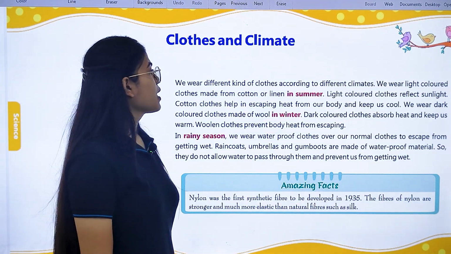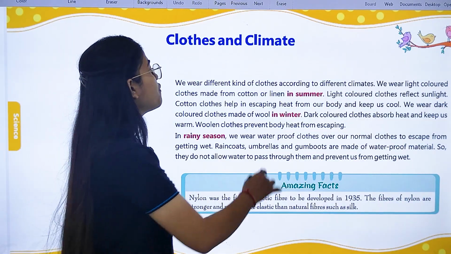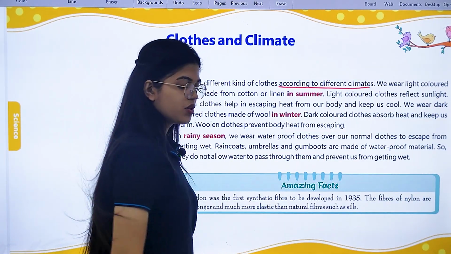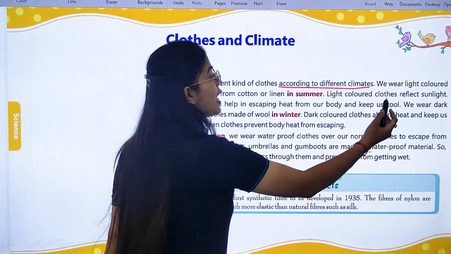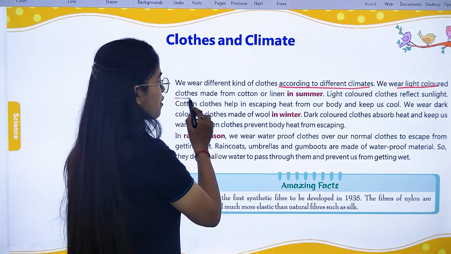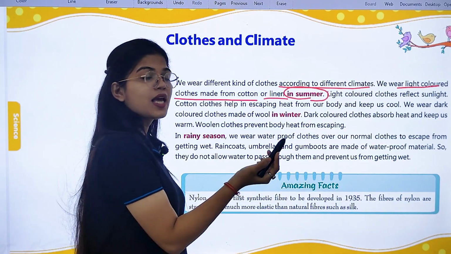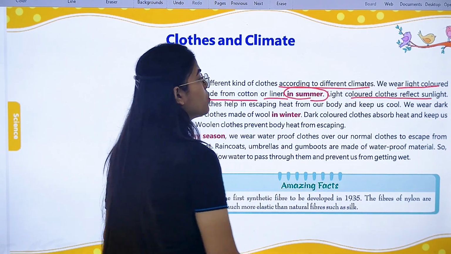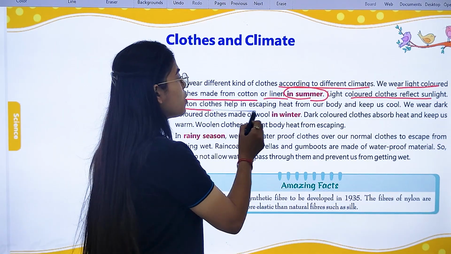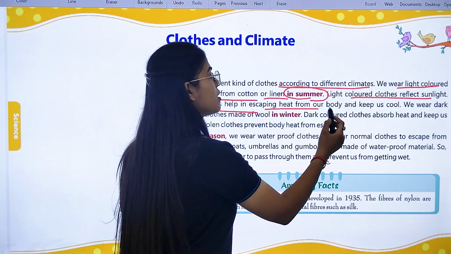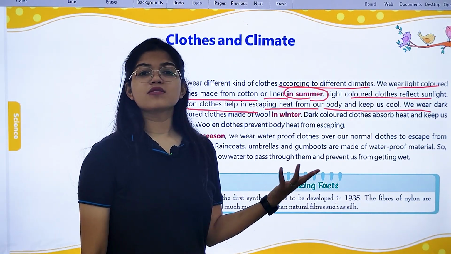Next, we have clothes and climate. So, students, as I told you in the starting, we wear different kinds of clothes according to different climates. Like we wear light colored clothes made from cotton or linen in the summer season. Why? Because light colored clothes reflect sunlight. The cotton clothes help in escaping the heat from our body, and like this, they keep us cool during the summers.